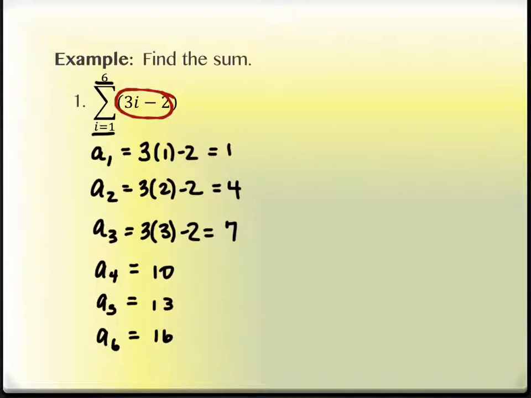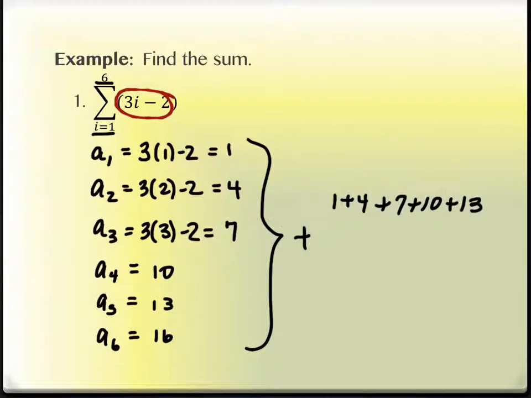And what we're doing with these now, though, is we're simply adding these all together. So I need 1 plus 4 plus 7 plus 10 plus 13 plus 16. And what do you get? 51 it is. Good job. The summation is 51.